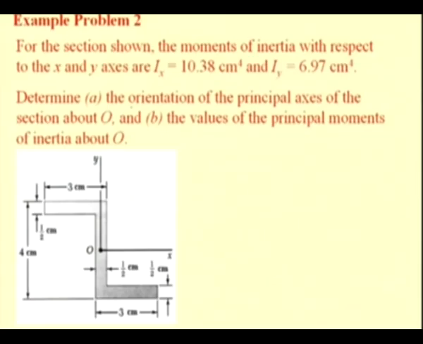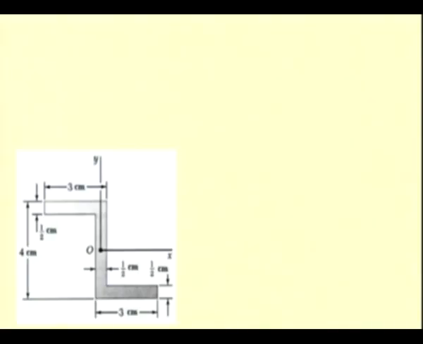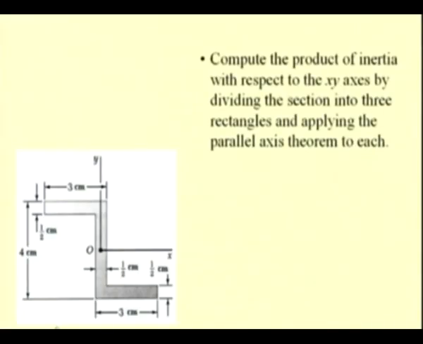We are interested to determine the orientation of the principal axes and the values of the principal moments of inertia about O. In order to do that, first we have to determine the product of inertia, that is Ixy, for this axis OXY. So, first we determine the product of inertia with respect to this xy axis by dividing this section into three rectangles.